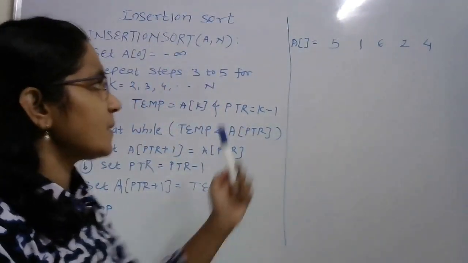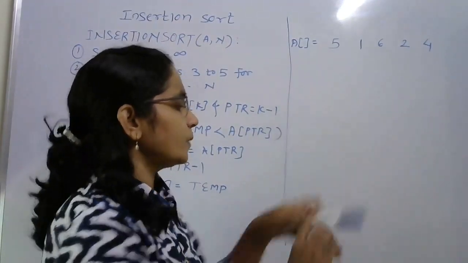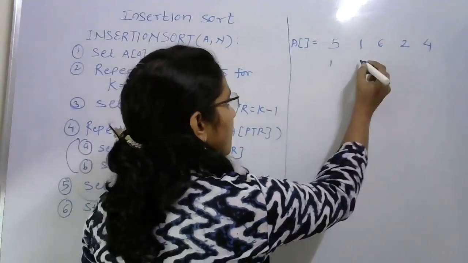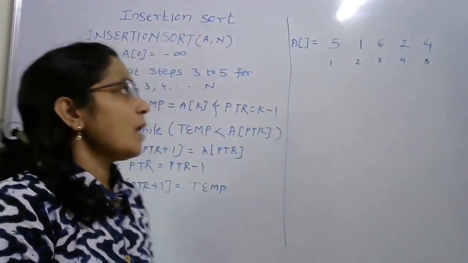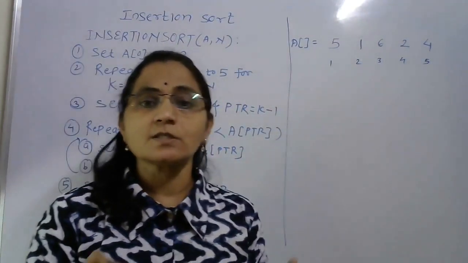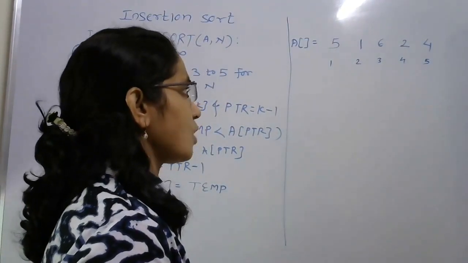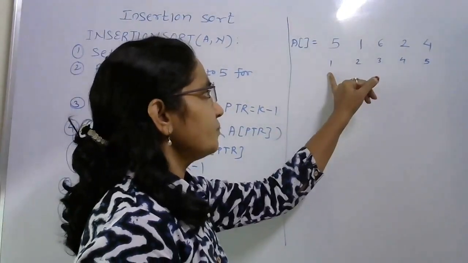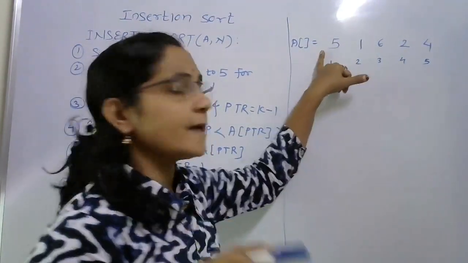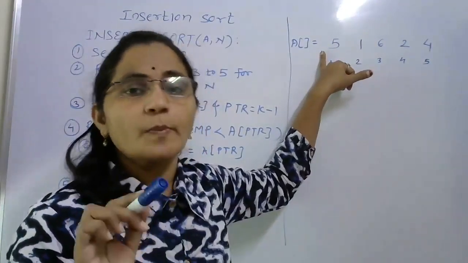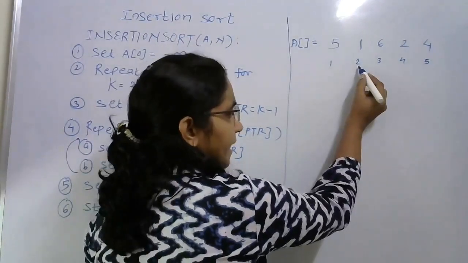Suppose this is one of the examples. I have one array A consisting of 5 different elements: 5, 1, 6, 2 and 4. Now I will tell you how the insertion sort works. In case of the insertion sort, first of all, the first element is assumed to be sorted. So that's why we start from the second element.